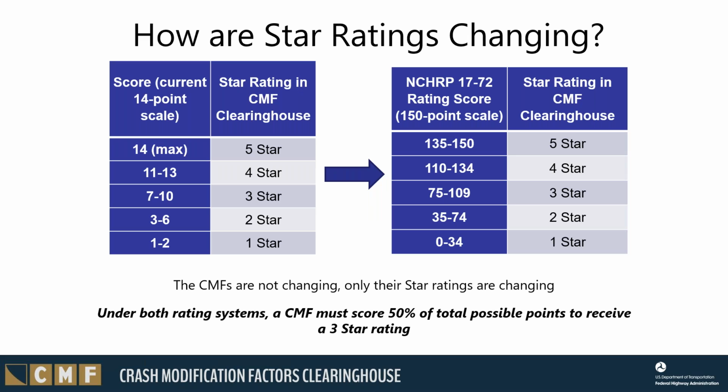So the main question: how are the star ratings changing? The major change, as we mentioned earlier, is going from a 14-point rating scale to a more rigorous 150-point rating scale. Under the legacy system, to get a 5-star rating, a CMF must score the maximum possible 14 points. Under the NCHRP 17-72 rating system, a CMF must score between 135 and 150 points to get a 5-star rating. Also note that while star ratings may change in the new system, the CMFs themselves won't. The CMF stays the same.